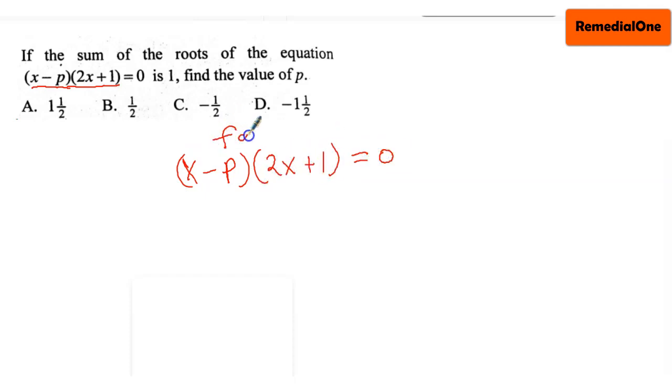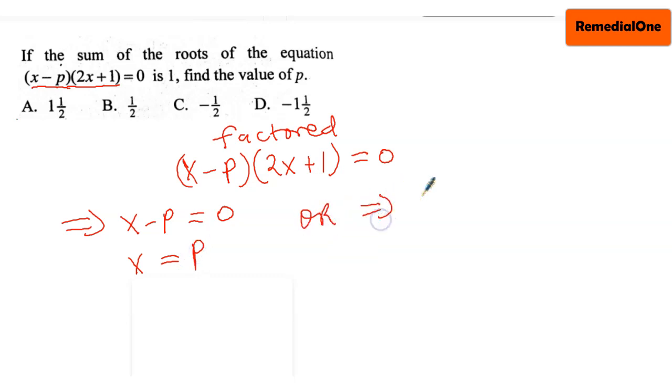So this is a factored form. You have to be able to set it up. Two numbers multiplying give 0. It means that the first one is equal to 0 or the second one is equal to 0 or both of them are equal to 0. So when we set it up that way, we are able to solve for the solutions. So this implies that x minus p must be equal to 0. If that is the case, then we will take the p to the other side and that will become positive.